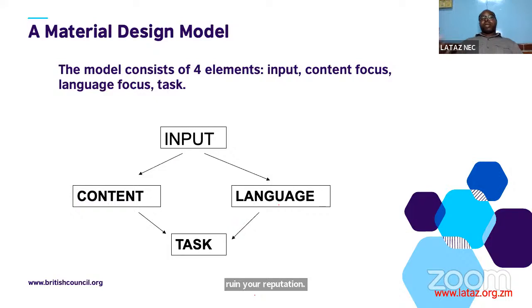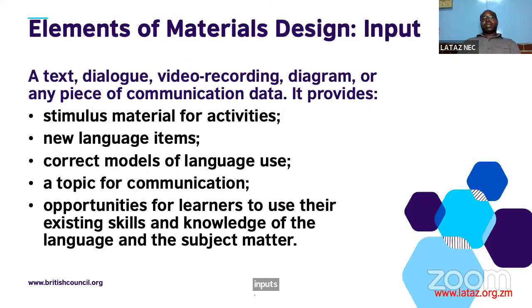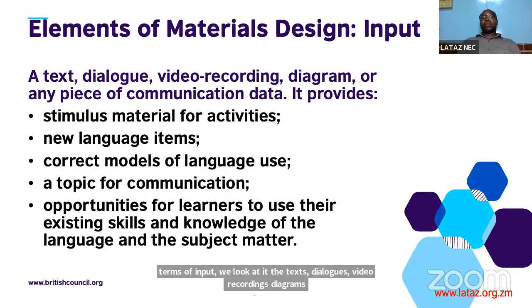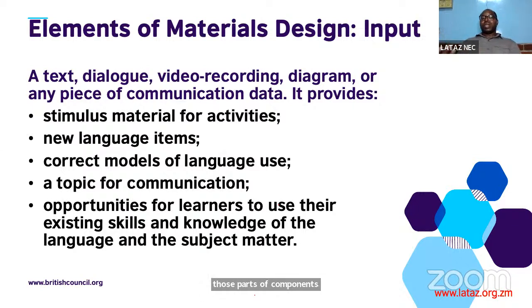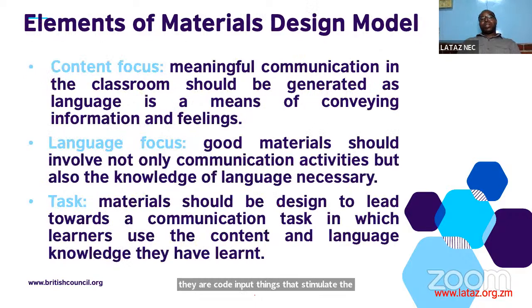This model of materials design only takes four steps: input, content, language, and task. So when using this model, in terms of input, we look at the texts, dialogues, video recordings, diagrams, those components, and pieces of communication or data which provide the stimulus, and new language items, correct models of language use, a topic of communication, opportunities for learners to use their existing skills, and so on. So these are the areas that help us see. They are called input, things that stimulate the learners to begin communicating.